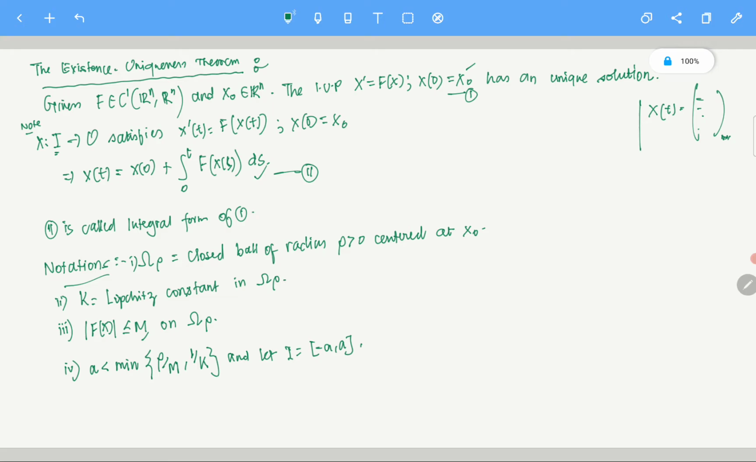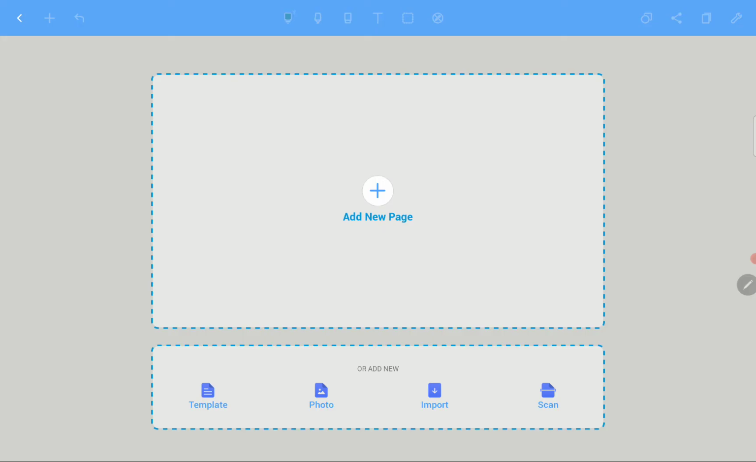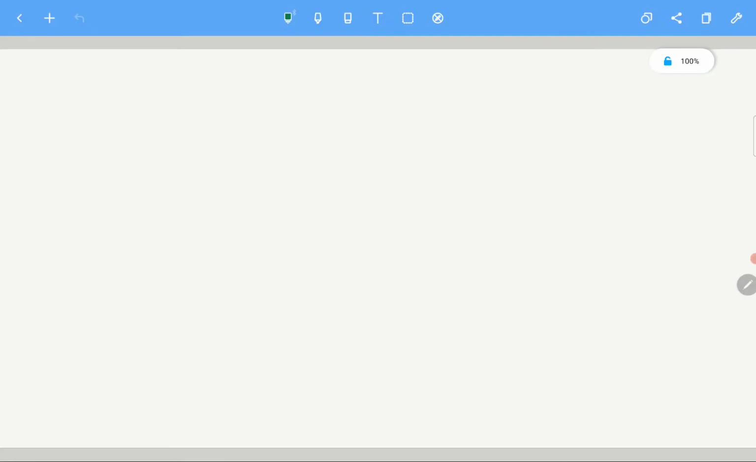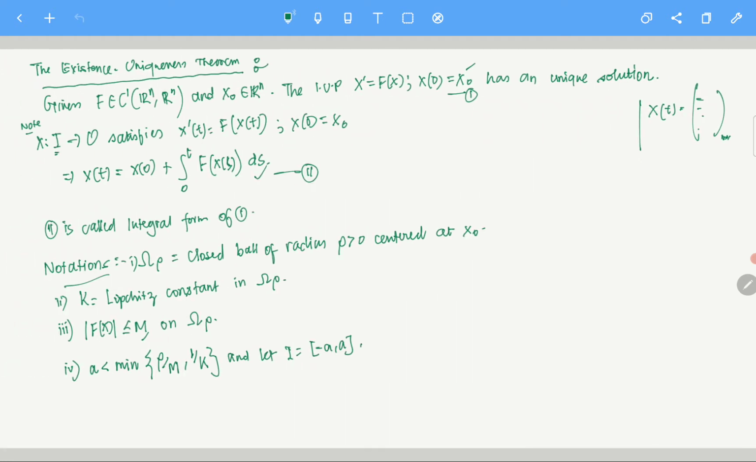Right. Now let's just look at the proof of this thing. With this notation, I am not going to explain again what is rho, what is m. If I am using m, I will consider it to be the bound of f, and subsequently a will be the minimum of rho by m and 1 by k. Clear?